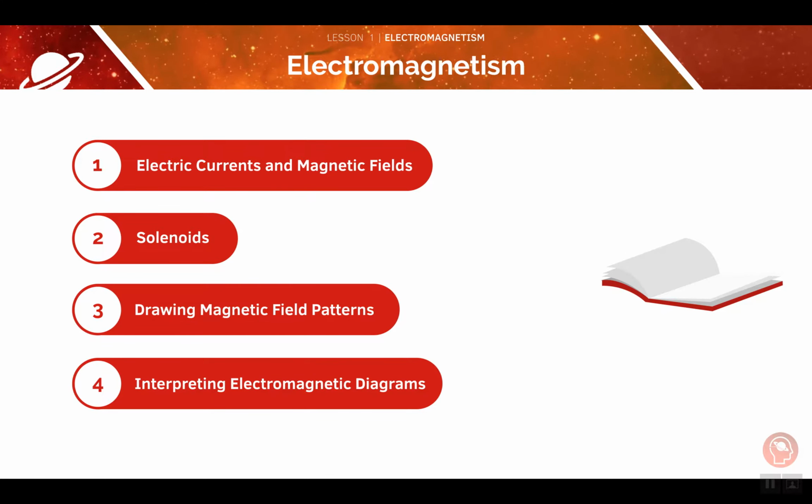Here are the key learning objectives for today's lesson. First, we will look at electric currents and magnetic fields, then at solenoids, drawing magnetic field patterns, and finally at interpreting electromagnetic diagrams.